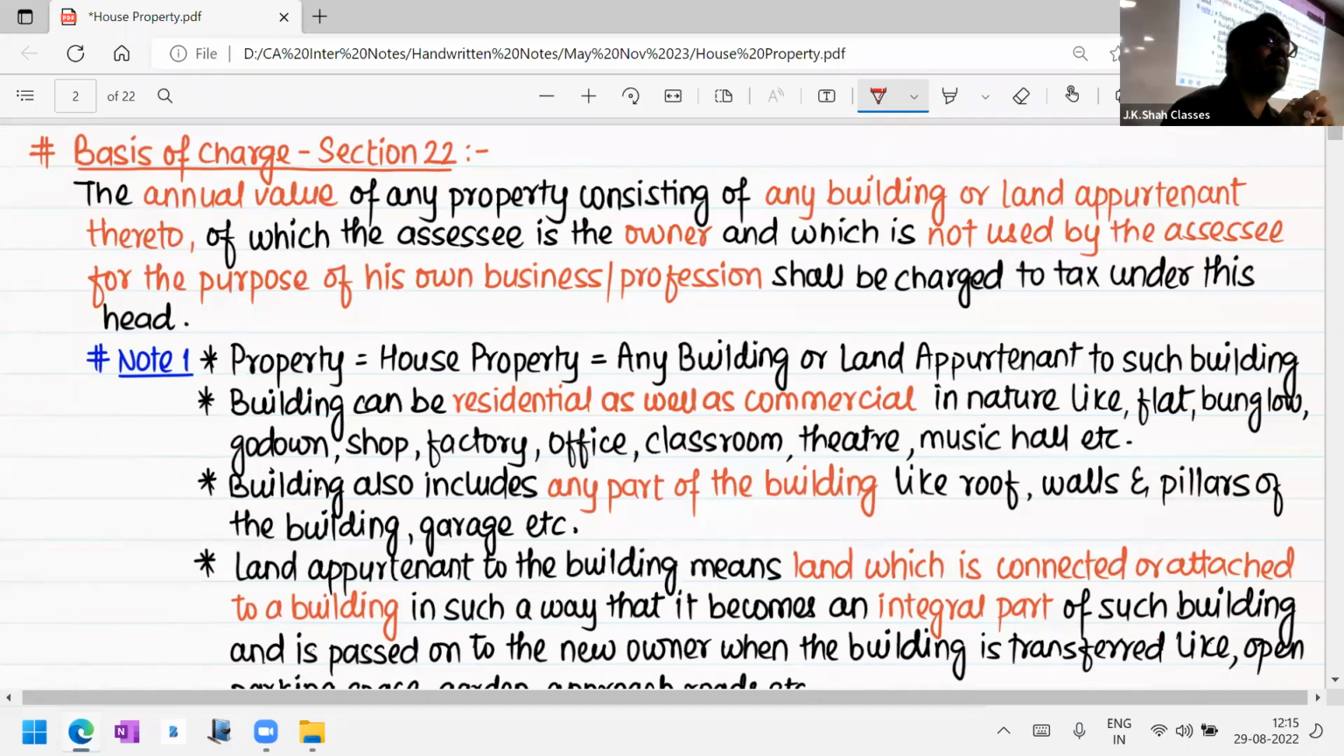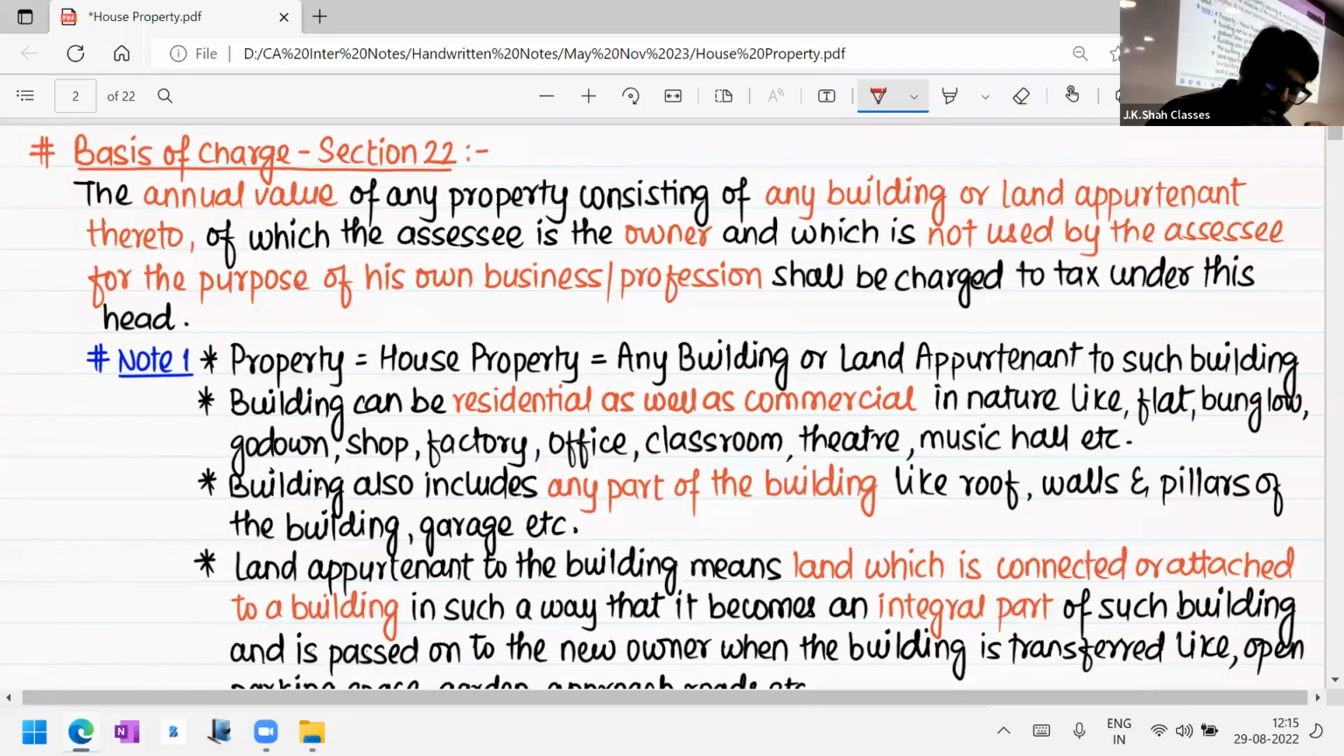If I'm into the business of renting such kind of plots, then whatever rent I'm getting will be my PGBP. And if it is not my business of renting out such plots, then this rental income is my IFOS. But it can never be my income from house property, because this rent is not coming from letting out a building or land appurtenant thereto, or any of its parts. Understood? Yes, sir.